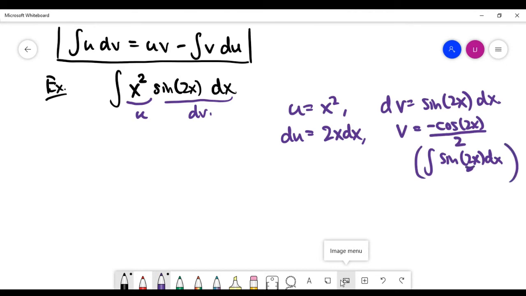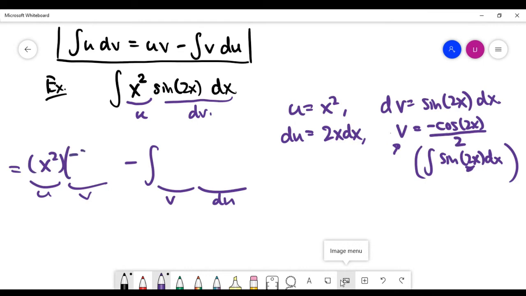The factor 2 attached to the variable x is a division factor when we do the integration. And anyway, let's write down the next step. So the term that matters is the second term here, which is the integral of v times du. And let's write down all the steps together. So v is minus cosine of 2x over 2, and v is minus cosine 2x over 2 inside the integral, and du is 2 times x times dx, right?